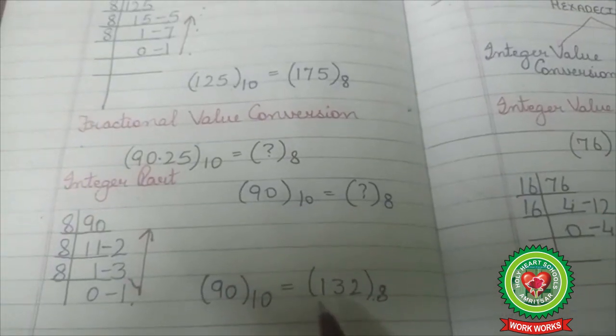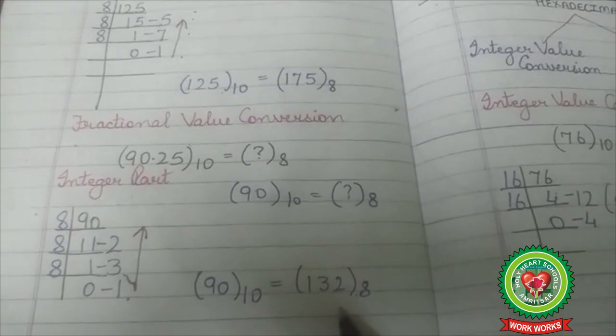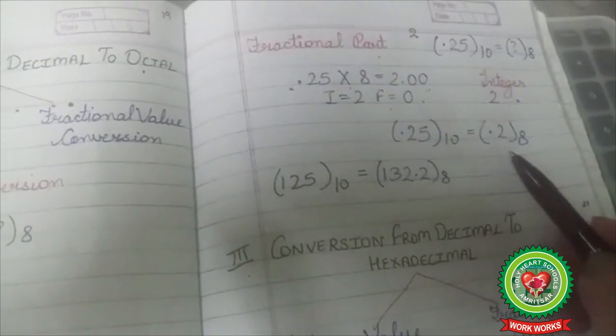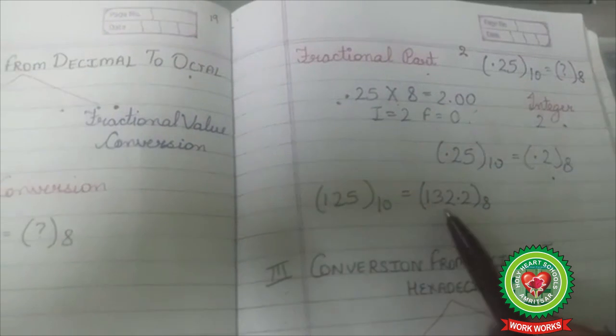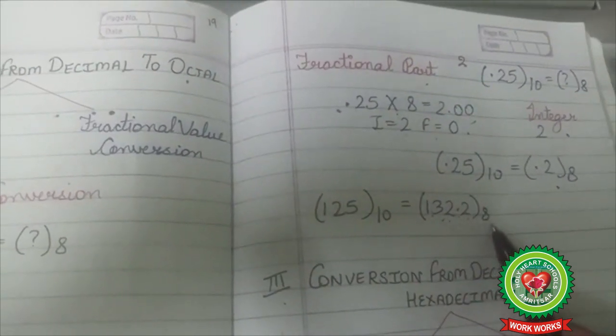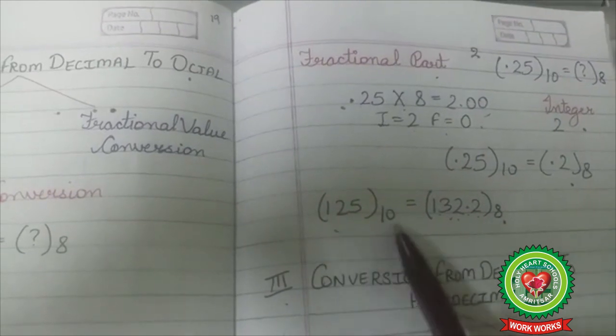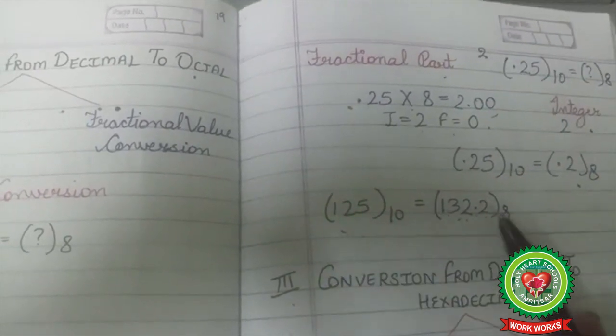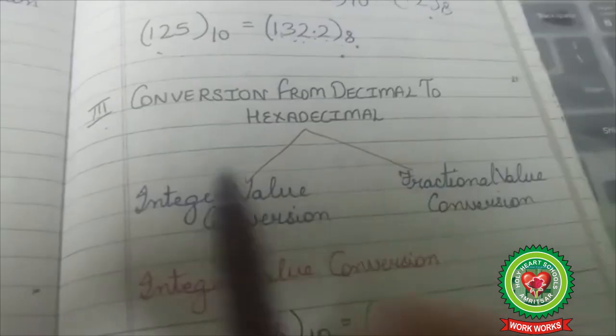Now we will combine this integer value conversion and this fractional value conversion. So the answer is 132.2 base 8. Hence we have converted this decimal number into an octal number.